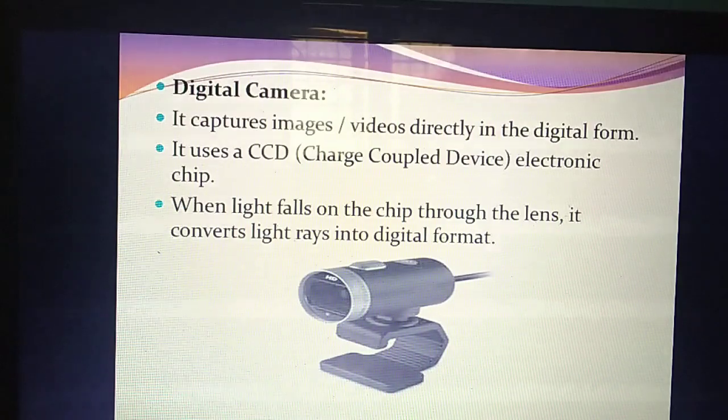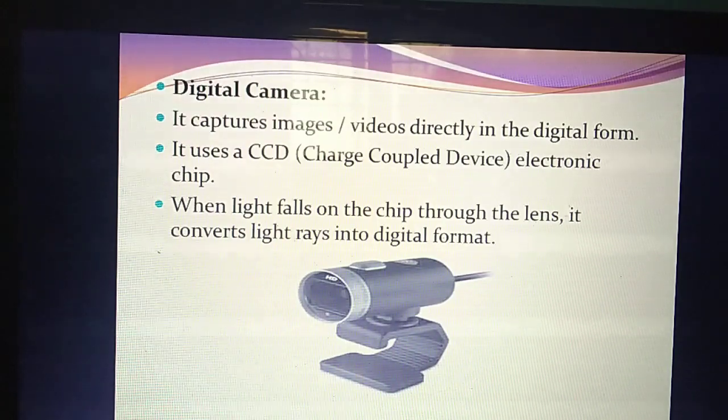What's the meaning of that? Digits. What is that? Ones or zeros. Are you remembering that? Ones and zeros. That is binary form or digital form. Likewise, this digital camera captures images or videos and converts them into which form? Digital form. Digital form is nothing but digits.